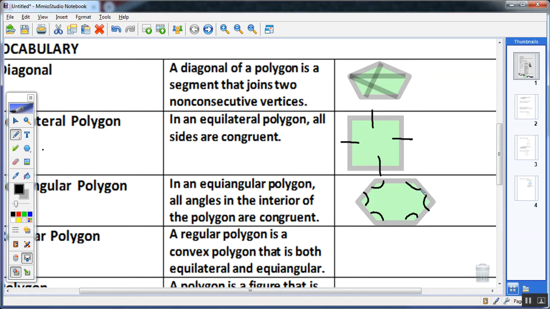Equiangular. Okay, next one is regular. A regular polygon is going to be convex. It's both what and what? Equilateral and equiangular. So sides are equal and what else? Angles are equal. Yes. Use the square for that.